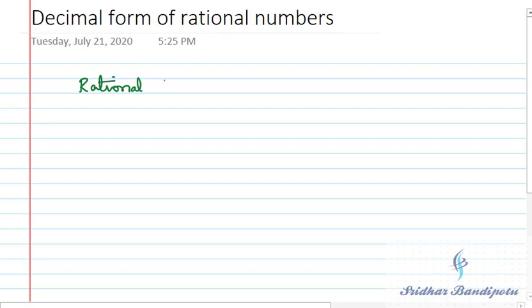Rational numbers. What are rational numbers? The numbers which are expressed in the form of p by q, where p and q are integers and q is not equal to 0. Such numbers are called rational numbers, right? So, this is the definition of a rational number.